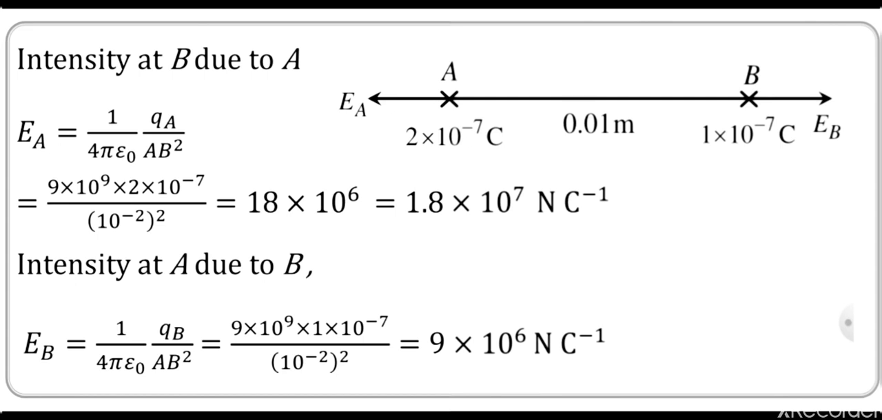So solve it, find out the EA, that is the electric field due to the charge present at A, hence it is EA. Next, find out the electric field due to the charge present at B, that is EB. Only the charge differs here: 9 into 10 power 9 into 1 into 10 power minus 7 divided by the same distance, and you will get 9 into 10 power 6. So this is the EA and EB.